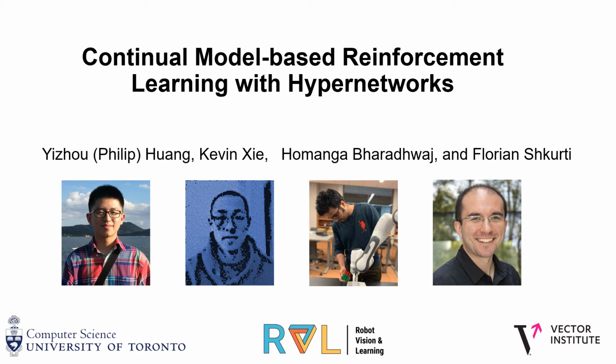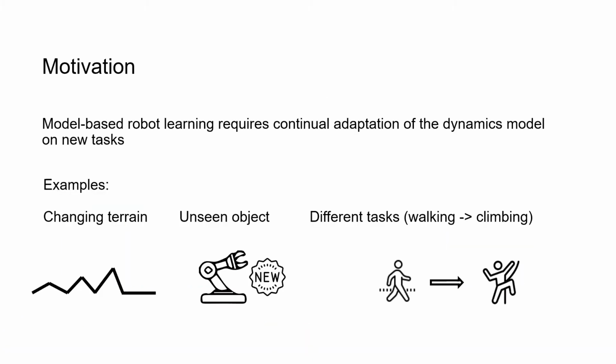In this video, we are presenting our work, Continual Model-Based Reinforcement Learning with Hypernetworks. Model-based robot learning requires continual adaptation of accurate dynamics model on new tasks. For example, the robot may need to deal with changing terrains, pick up unseen objects, or simply learn how to do a different task such as walking to climbing.